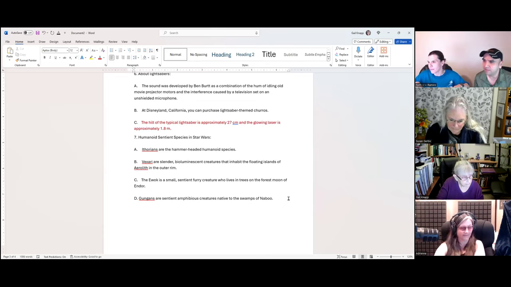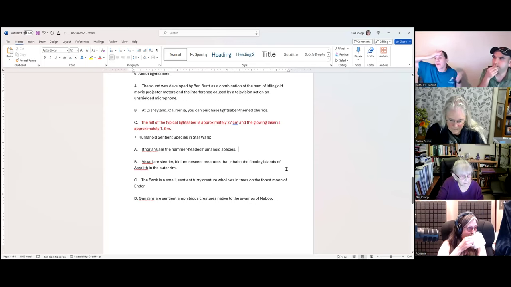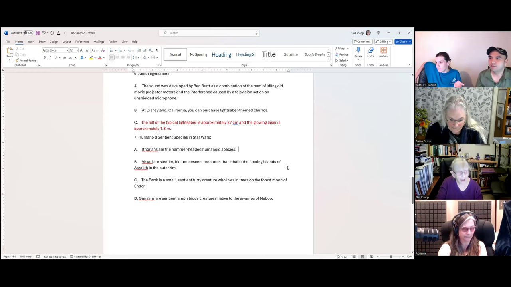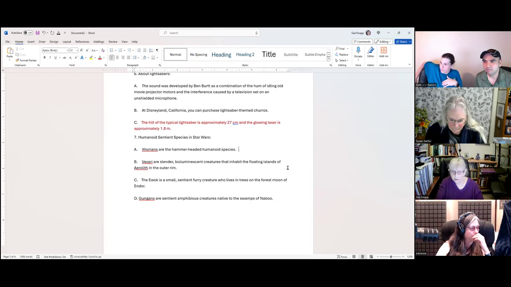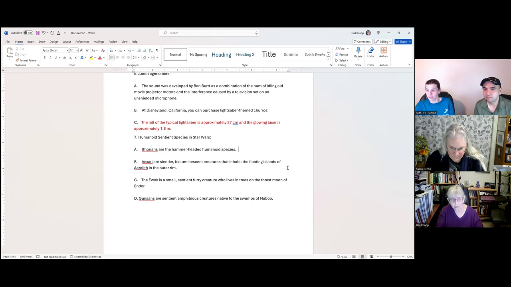Ethorians. Hammerhead. I don't know about the Ethor. That would make sense, fish. I haven't seen them. I don't remember a bioluminescent creature in anything. Star Wars, I haven't, but I have not really delved into the real family. I don't know about the names. I'm just saying I can't remember a bioluminescent creature. I think they do have. Let's go with B.